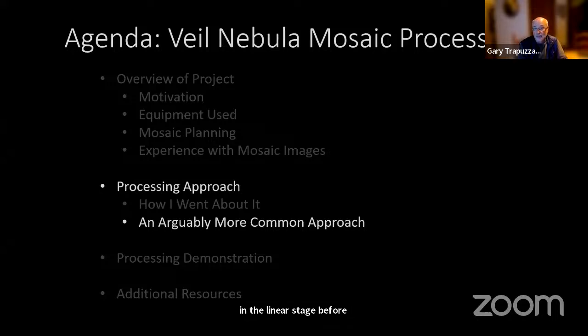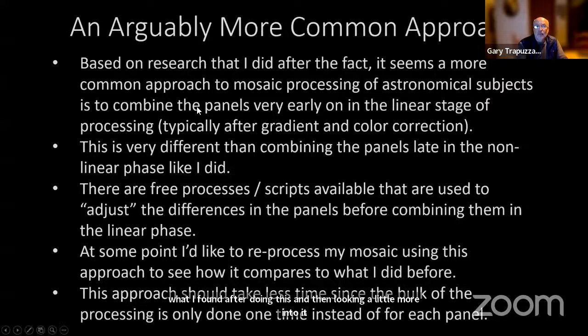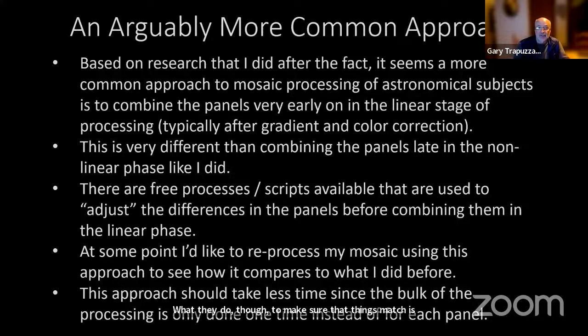So what I found after doing this and then looking a little more into it is that a more common approach is for people to combine the panels very early on, pretty much after gradient and color correction. And what they do to make sure that things match is there are some free processes and scripts available that are used to adjust the differences in the panels. I'll talk about them later on, or at least show you the links for them, because I really haven't done a lot of research on that.